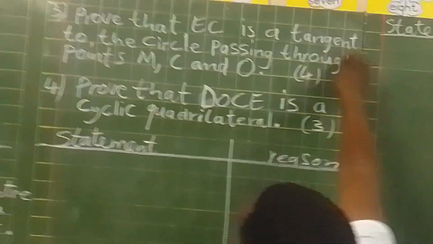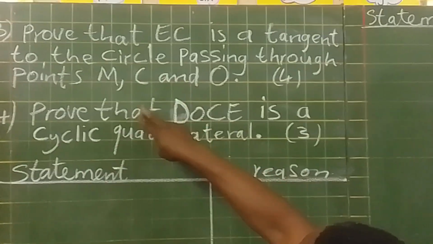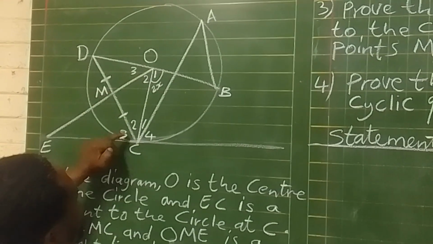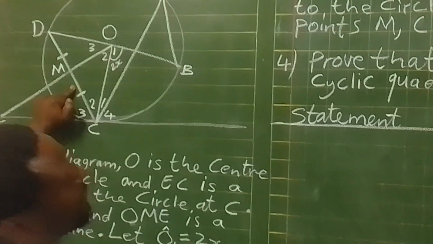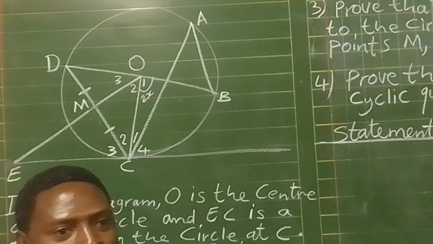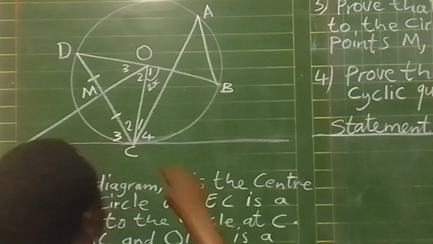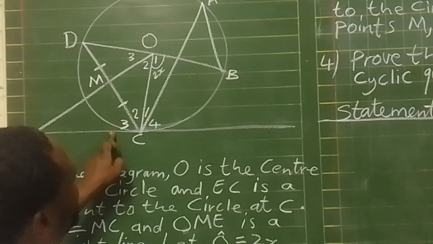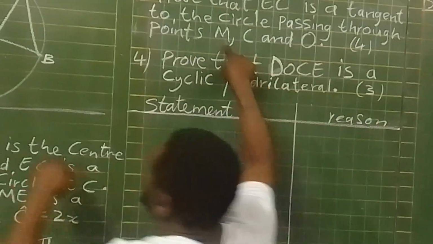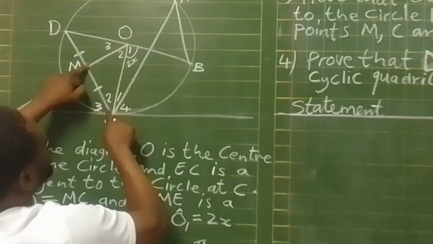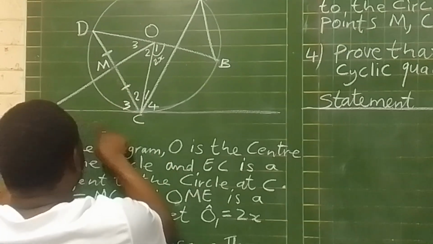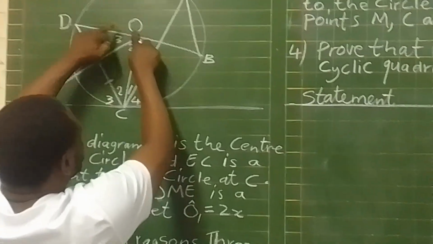Prove that EC is a tangent to the circle passing through points M, C, and O. So if they say that EC is a tangent, it means that you use that tan-chord theorem that is going to give you that this angle must be equal to that angle. If it was said to prove that EC is a tangent to the circle passing through points D, O, C, now we are not talking about MOC, we are talking about DOC. So that means that this angle, the angle between the tangent and the chord, is equal to the angle in the alternate segment.